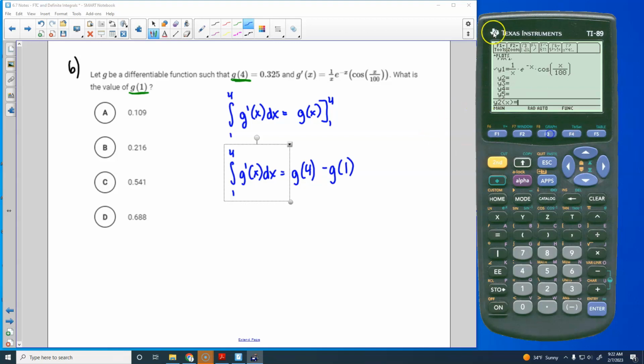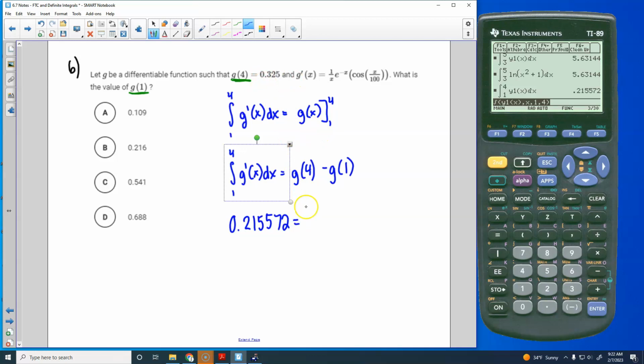Alright, so the calculator, we're just going to go back to the main screen. We're going to integrate. We're going to tell it y1 of x, comma, 1, comma, 4, and I probably should have hit the green button before I hit enter. Surely it's going to do a decimal. I might have broken it. No, I did it. So we're getting 0.21552. We know g of 4 was 0.325 minus g of 1.